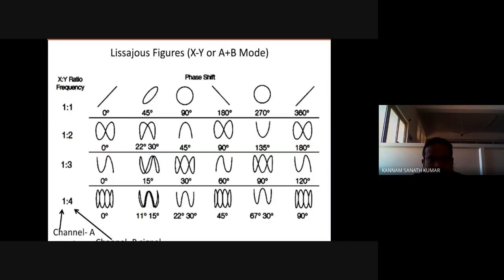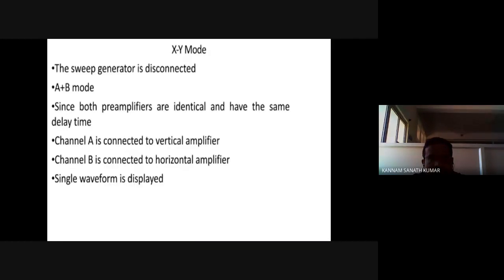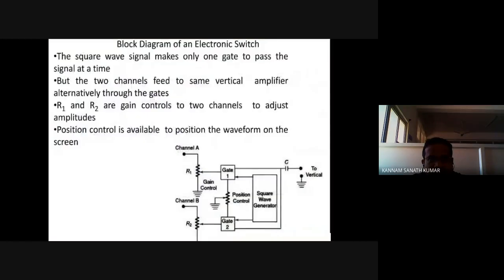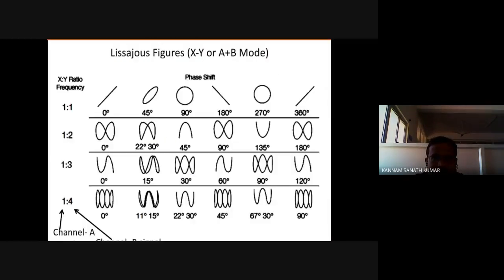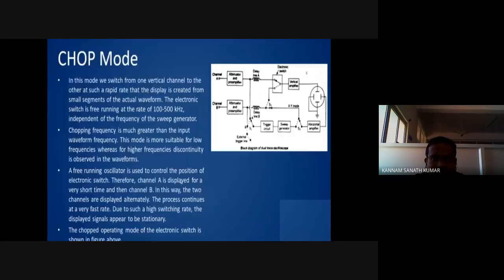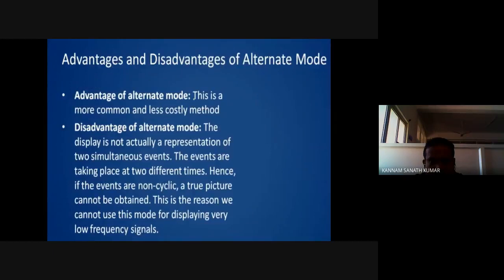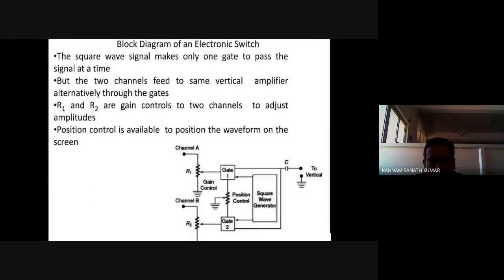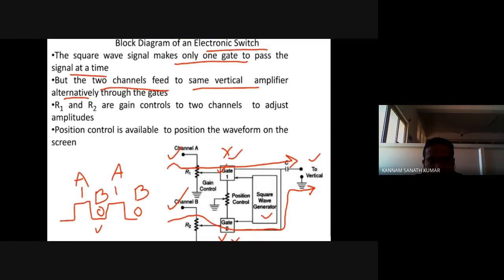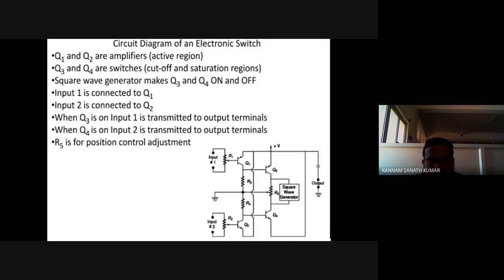Till now we have seen the two modes, alternate mode and chop mode, and we need to know about the main important part in the dual trace oscilloscope, which is the electronic switch. This electronic switch is the main important component. Now we are going to study the block diagram of the electronic switch, how it is operated, and the circuit diagram of the electronic switch.